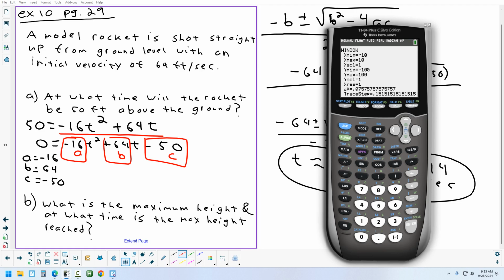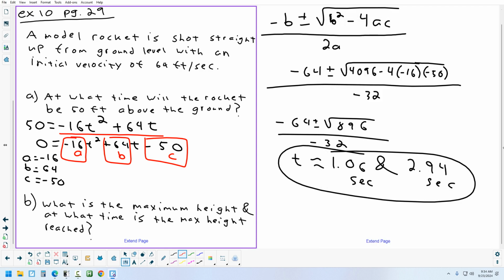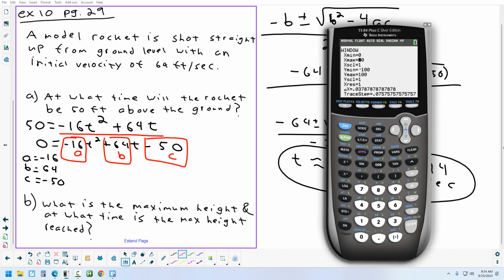Now remember, x represents time. Could the time be negative 10 seconds in this problem? No, what's the lowest that the time could go? 0. Yeah, it won't go any lower than 0. What's the highest the time could go? Well, that's the amount of time it takes for the rocket to come back down and hit the ground. I don't know how long that is. I'll just leave it at 10 seconds.